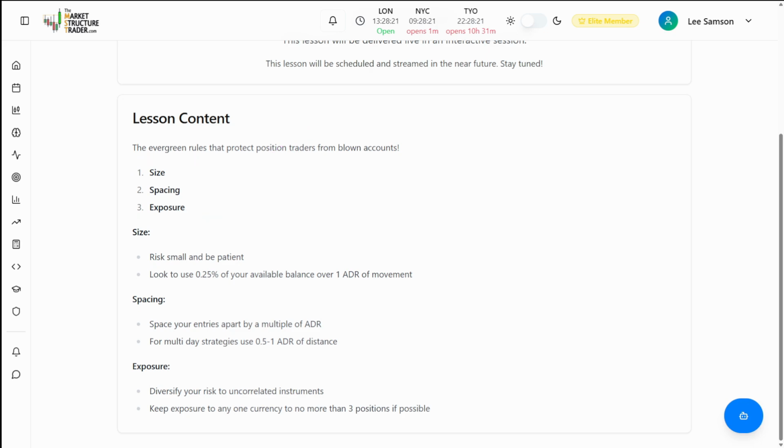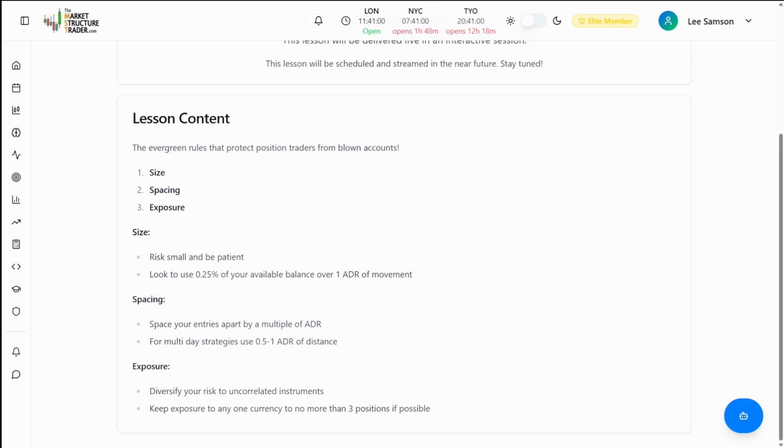So there you have it. 3 key rules to protect position traders from blown accounts. Size, 0.25% per ADR. You can play around with that if you want to. Spacing, half an ADR to 1 ADR between entries to let the market breathe. And exposure, no more than 2 to 3 positions per currency, and ensure that you try to pick uncorrelated instruments to trade. These aren't suggestions, they're evergreen rules. Break them and you're gambling. Follow them and you're protected. Position trading with DCA and no stops isn't reckless, but it requires strict adherence to these rules, and they are your guardrails. They're what allows you to trade without stops and still sleep at night.